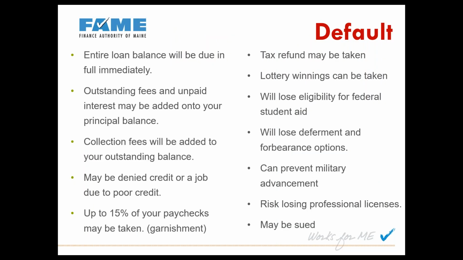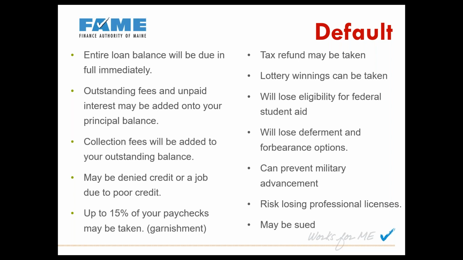So what does that mean? When you go into default, your entire loan balance is going to be due in full immediately. So if you were struggling before, I'm pretty sure you may not be able to pay this whole thing off at once. Outstanding fees and unpaid interest are added to your loan. Collection fees can be added to your outstanding balance. I think this is the killer of this because those fees are super high. It makes it really hard to get out of this default. It makes it really hard to pay the student loan off. So I think out of all of these things, that may be the worst. You might be denied credit, so you might not be able to get a loan or a job.